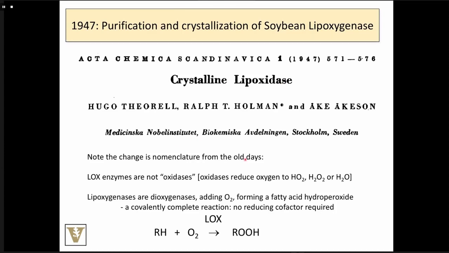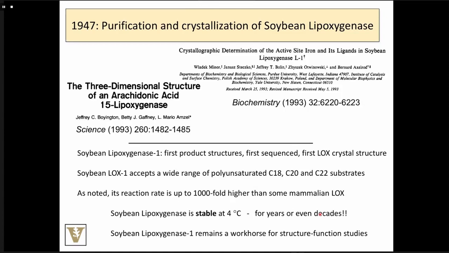Let me make one other point about this early characterization of soybean lipoxidase. It's actually not a lipoxidase, because oxidases are enzymes that reduce molecular oxygen to either superoxide, hydrogen peroxide, or water. So these are really oxygenases, dioxygenases in fact, adding both atoms of O2 to form the fatty acid hydroperoxide. That's a covalently complete reaction, so no reducing cofactor is required.